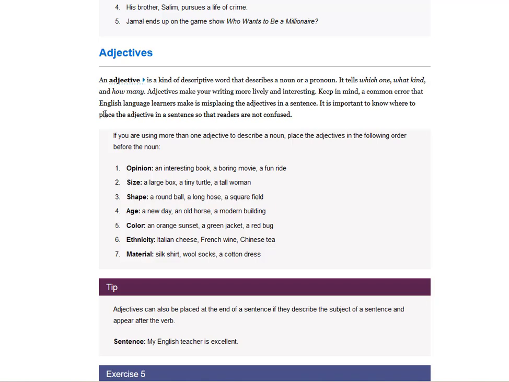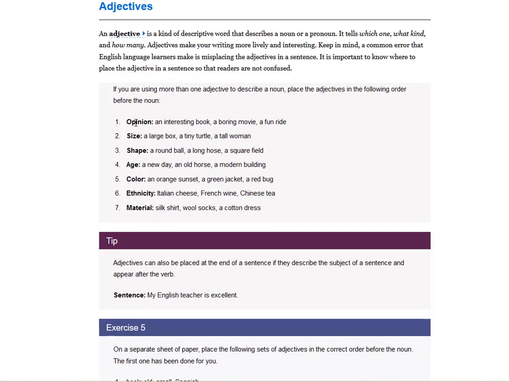There are some exceptions. And English language learners also don't know the order of adjectives. So the order of your adjectives would be opinion, size, shape, age, color, ethnicity, material, in that order. So an interesting, a boring book, a fun ride, size, a large. So if you wanted to do it this way: an interesting, large, round, new, orange, Italian, silk dress. Okay? So you do it in this order.